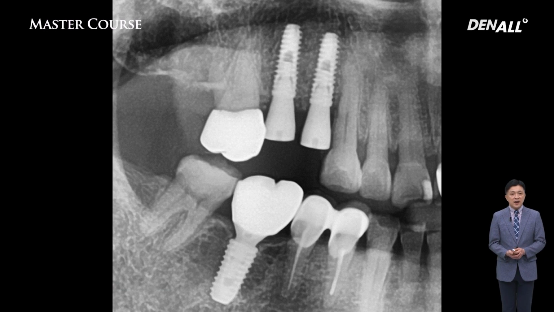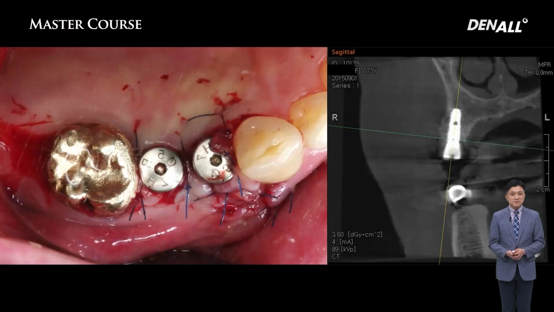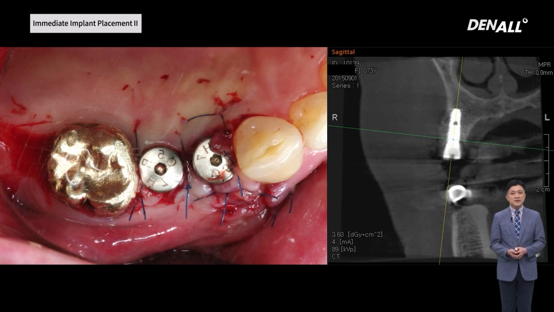This is the post-op panoramic image. This is the oral cavity and CT. If you look at the CT, the labial bone augmentation amount is not that significant on CBCT. The hard tissue looks slightly distorted, but let's take a look at the result.